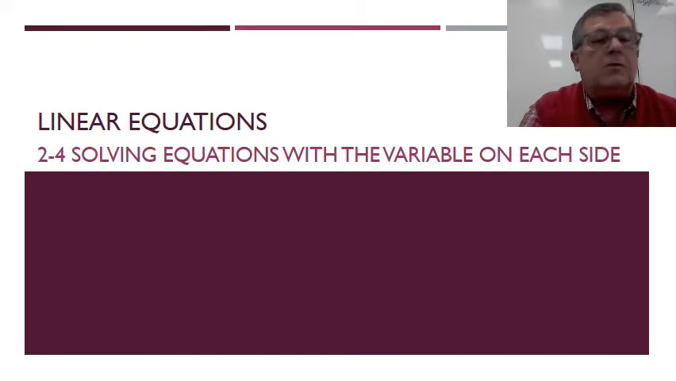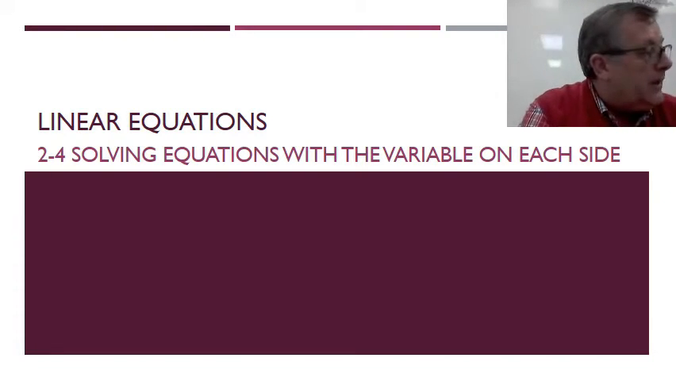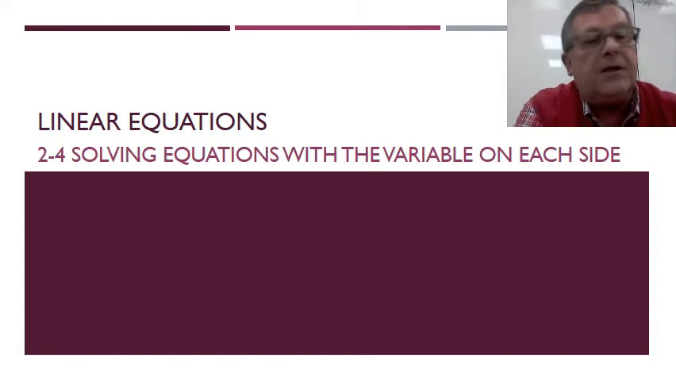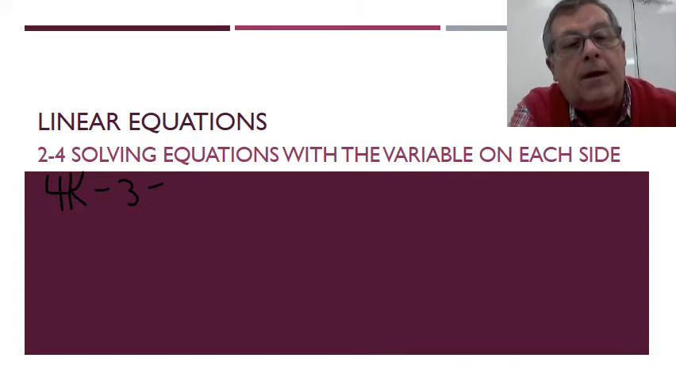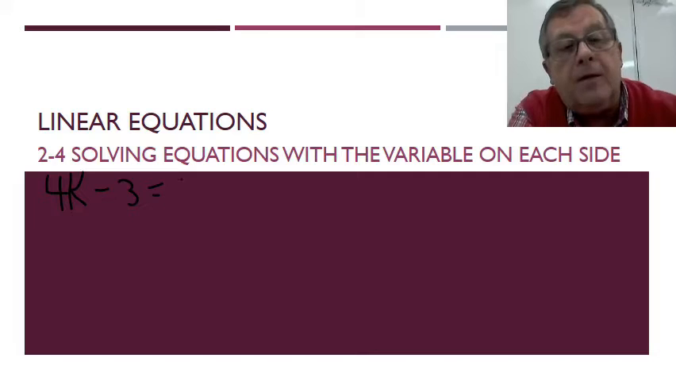Okay, so we're working on solving equations with variables on each side. Let's look at a few examples of these. Let's start off with this one right here, where we've got 4k minus 3 equals 2k plus 5.